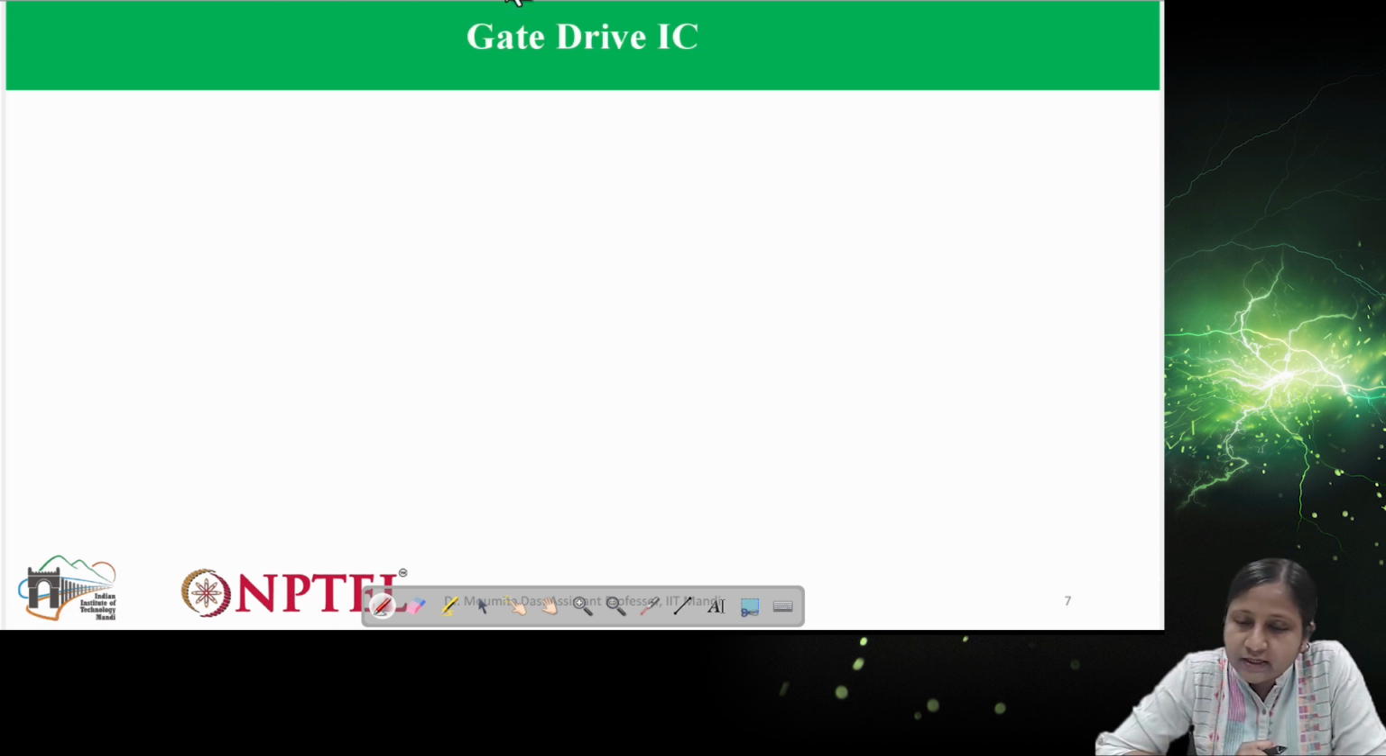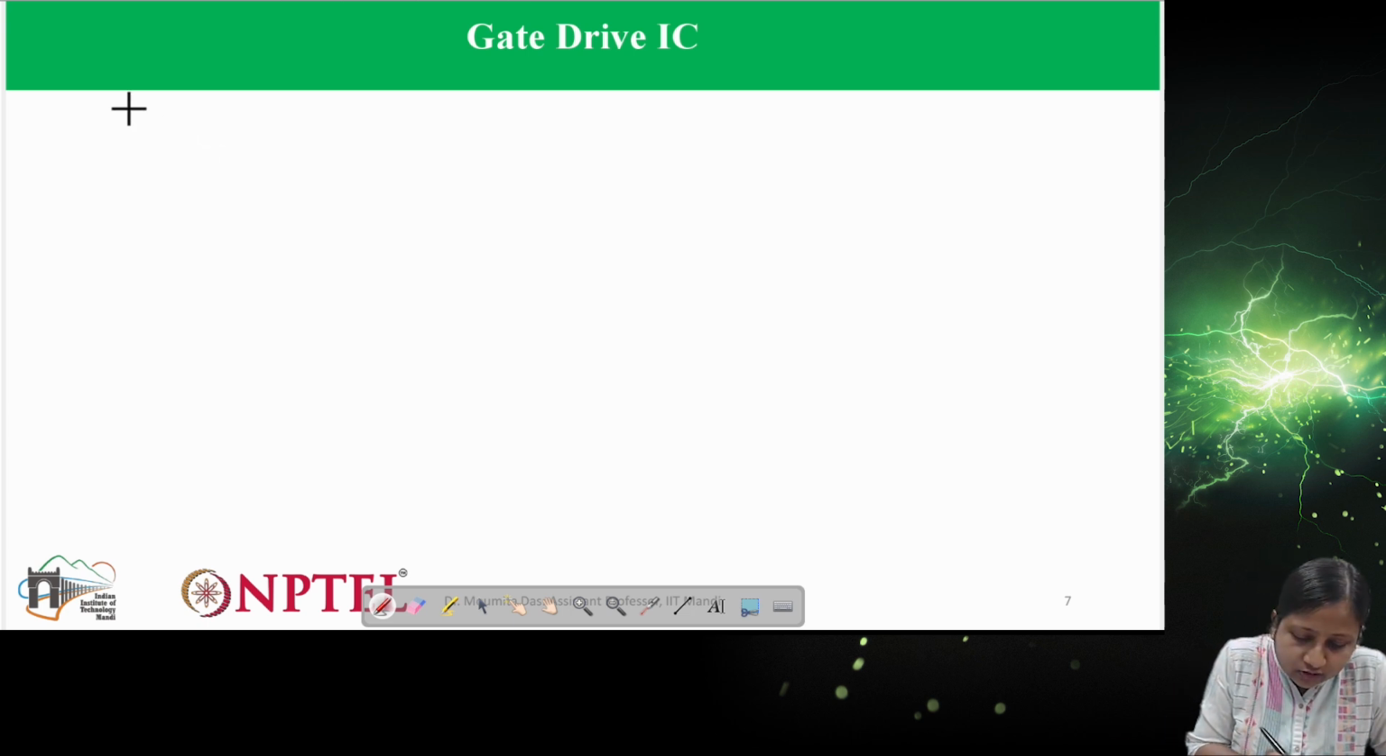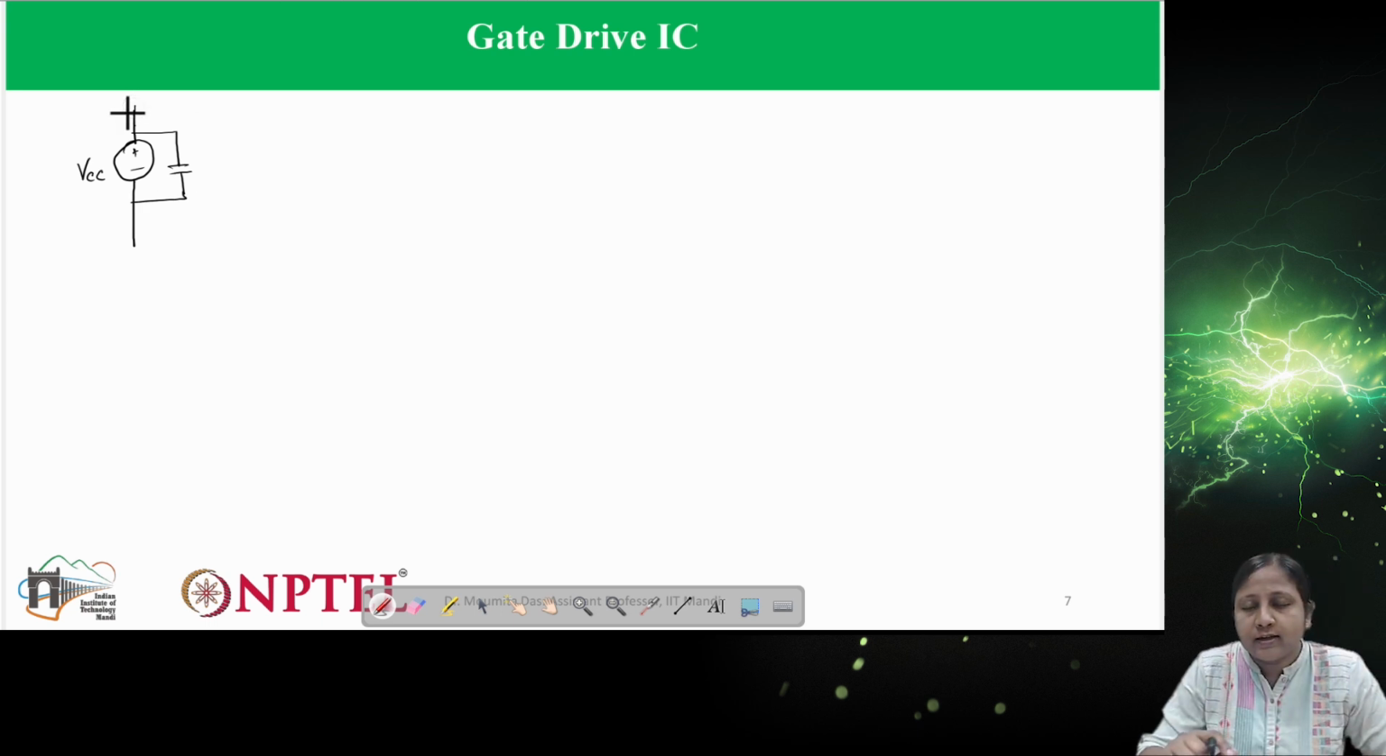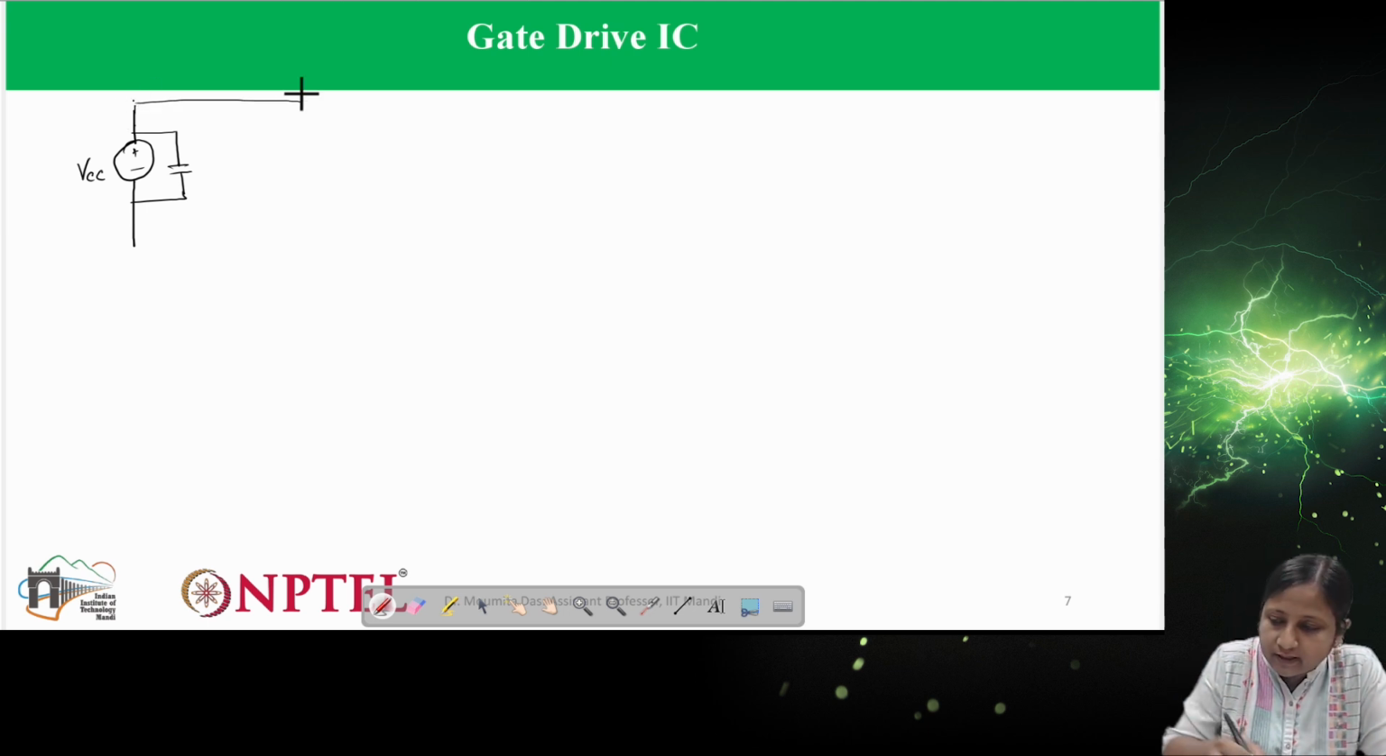Now this gate drive, how does it look? When we are talking about any gate drive, inside the gate drive there are basically switches. If I consider the positive supply voltage here, generally across each supply there will be a decoupling capacitor so that it can restrict any noise from the supply from going into the particular component. Now this will be connected to the gate drive IC.